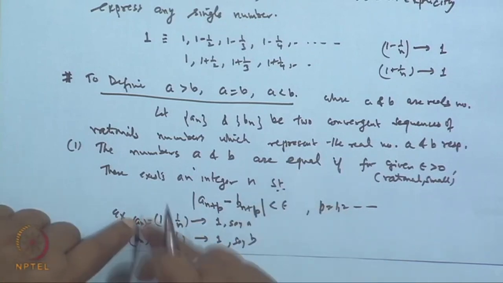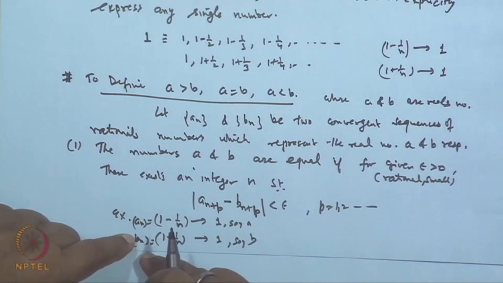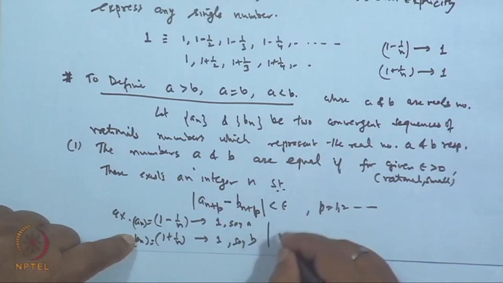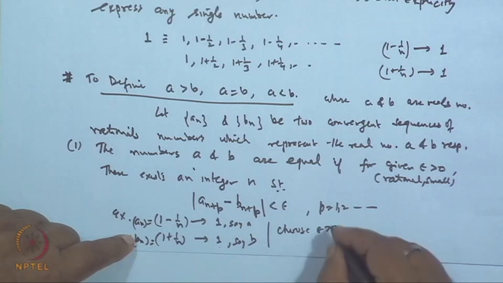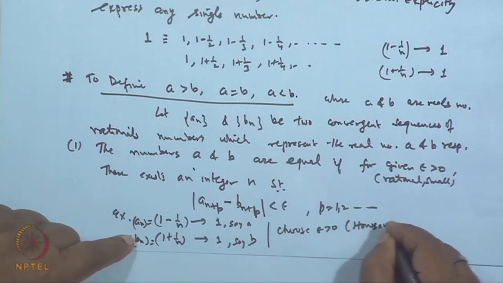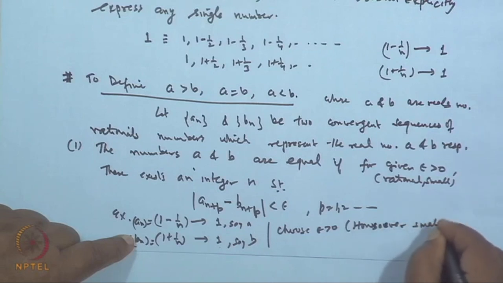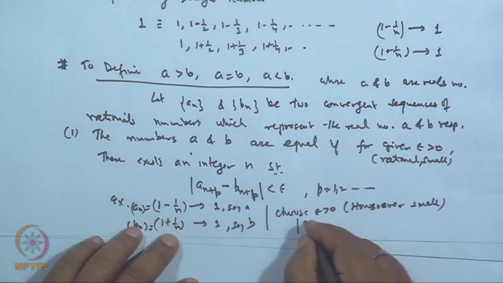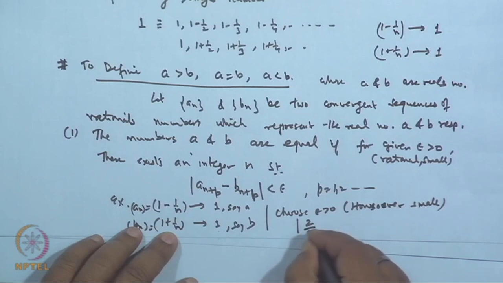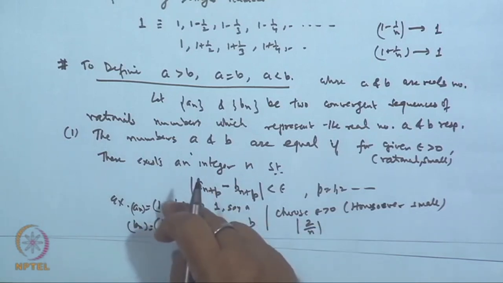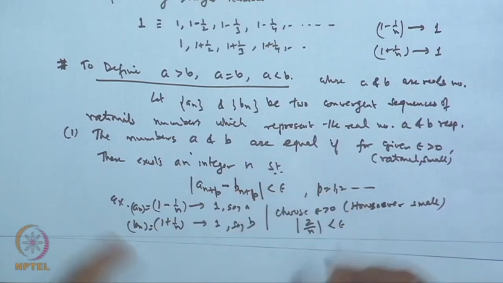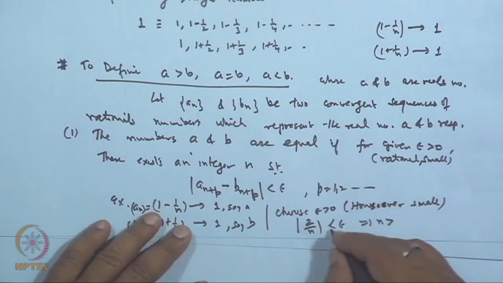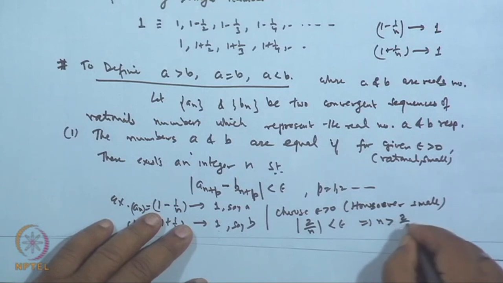What if the difference between the terms of the sequence after a certain stage can be made as small as we please? So, if I take any epsilon greater than 0, choose any epsilon greater than 0, howsoever small it may be, then what is the difference of this, a n minus b n? The difference will come out to be 2 by n only. It can be made less than epsilon. So, n must be greater than 2 by epsilon.